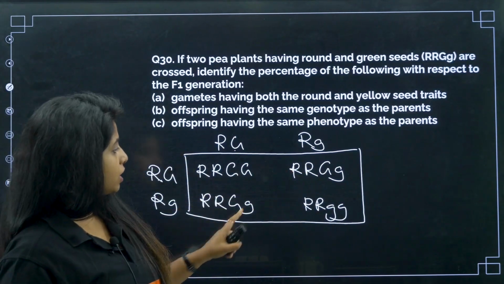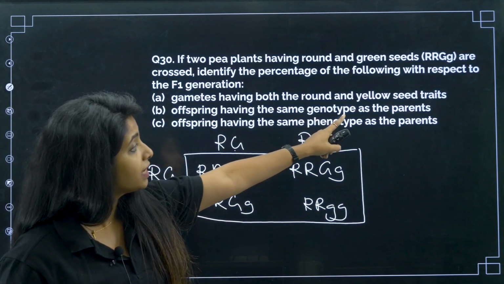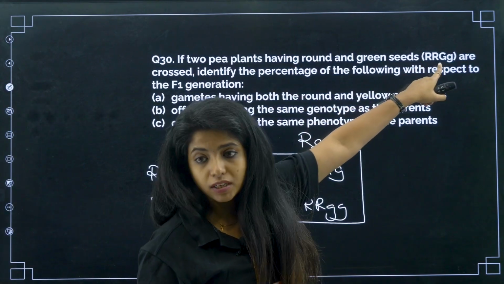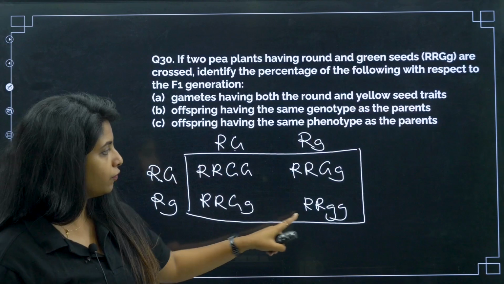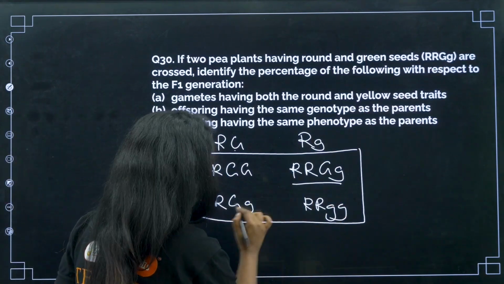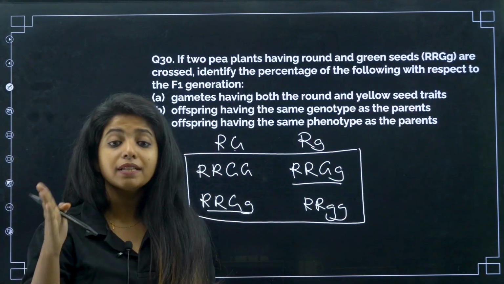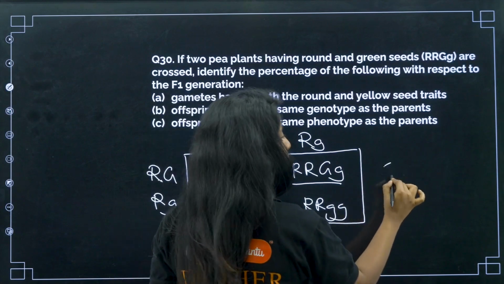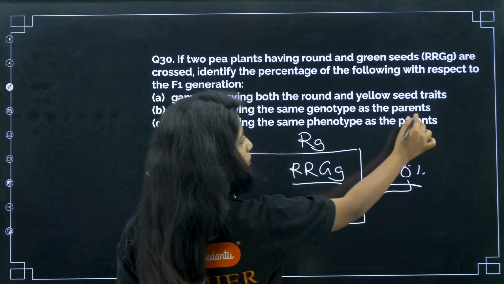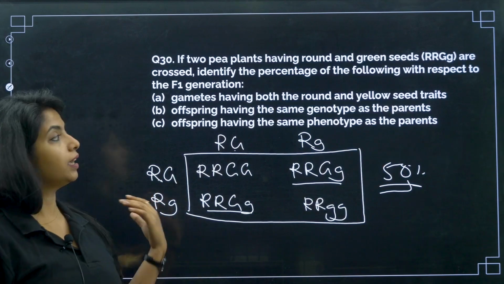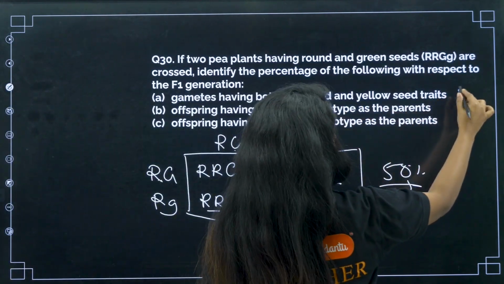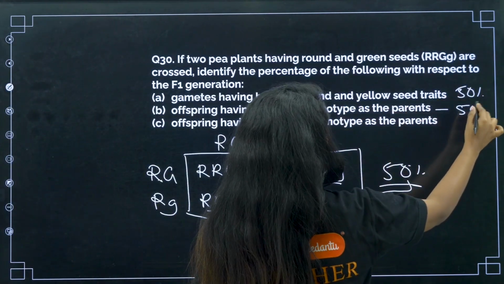So, how much percentage of the offsprings are having the same genotype as the parent? The parent genotype is like this. So, how many? 1, 2, 3, 4 are there. In that, I see 2 of them. Out of 4, 2. That means half of them. That means 50% of them have the genotype like this. So, what is the answer? 50%, my dear children. Okay. So, gametes having both round and yellow, this is also 50, this is also 50.